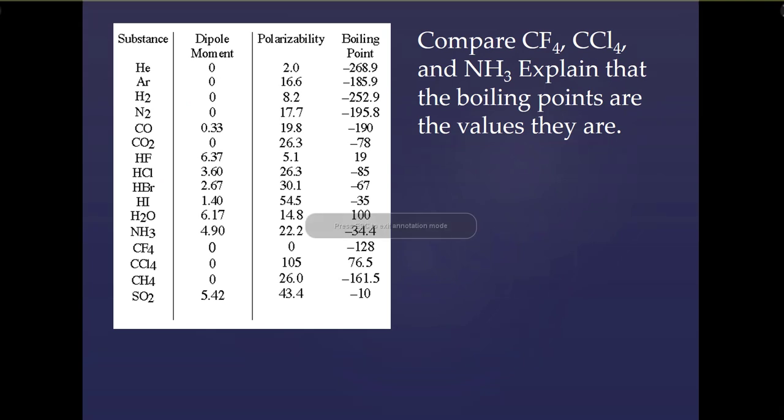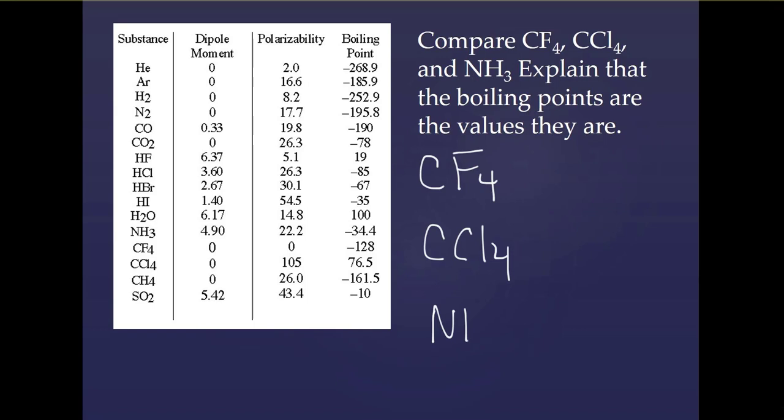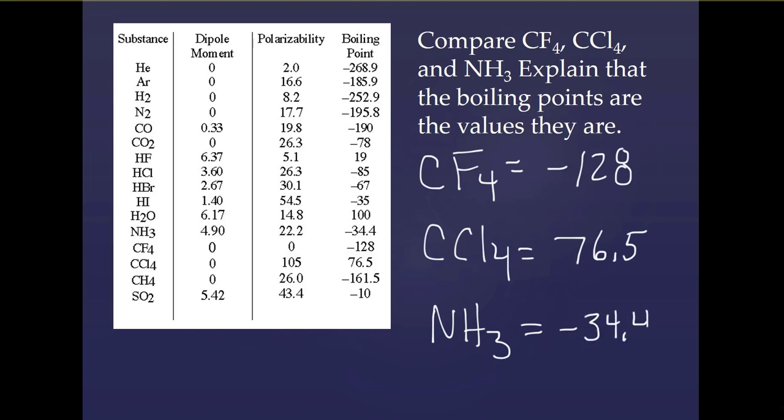All right, let's look at this one. So we want to compare carbon tetrafluoride, carbon tetrachloride, and ammonia. So let's look at their boiling points. We can look these up. Carbon tetrafluoride boils at minus 128 degrees. Carbon tetrachloride boils at 76 degrees. And we have ammonia boiling at negative 34.4 degrees.